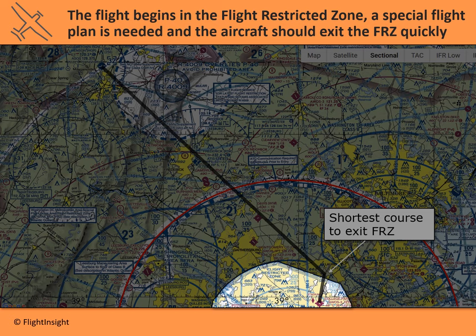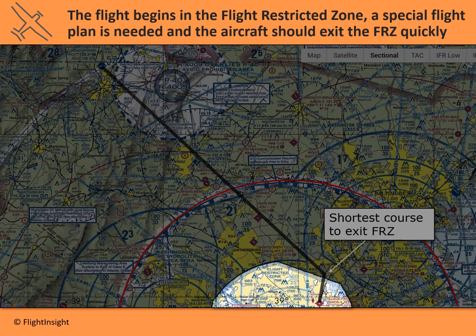But notice that that direct route to Hagerstown was going to have us kind of cut through a lot of that airspace in the flight restricted zone. They don't like that. They like you to use the shortest route in and out of the flight restricted zone that you possibly can. So we're going to do that.